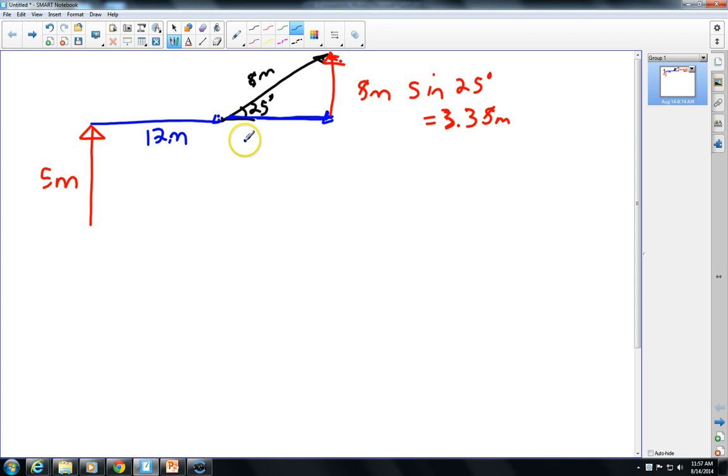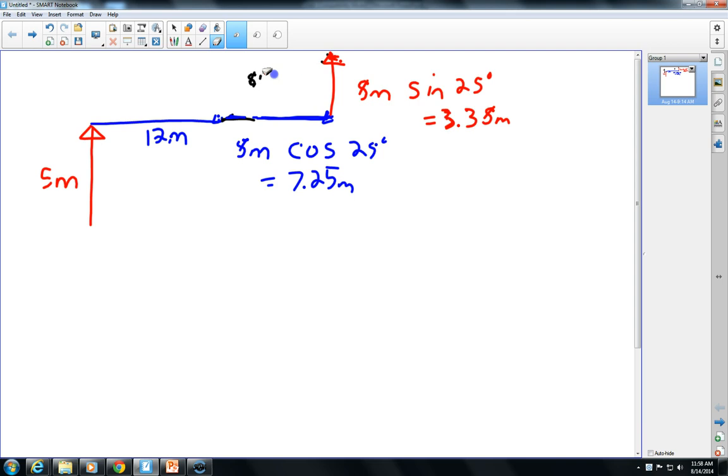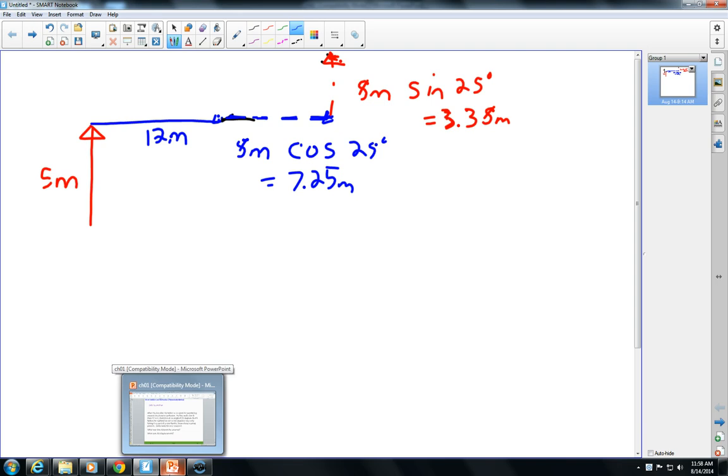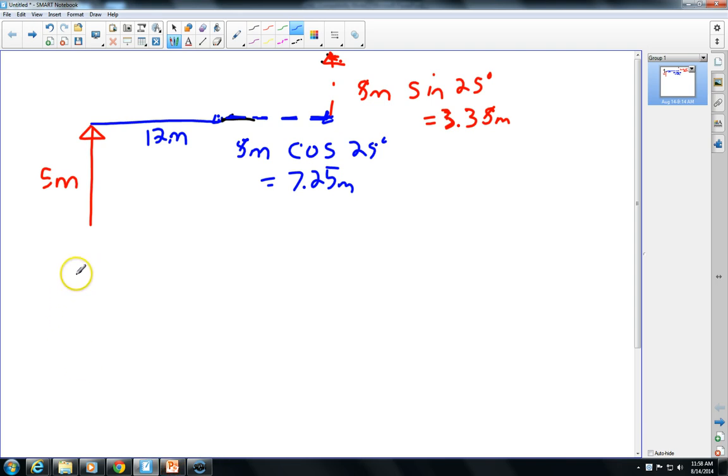And in the x component, I would have 8 meters sine, nope, excuse me, cosine of 25 degrees. And that comes out to be 7.25 meters. What this now allows me to do is I'm able to take this 8 meter vector, and it's really gone now. It's being replaced by these two. Okay? So now I can go back and I can add up all my components, north, south, east, west.